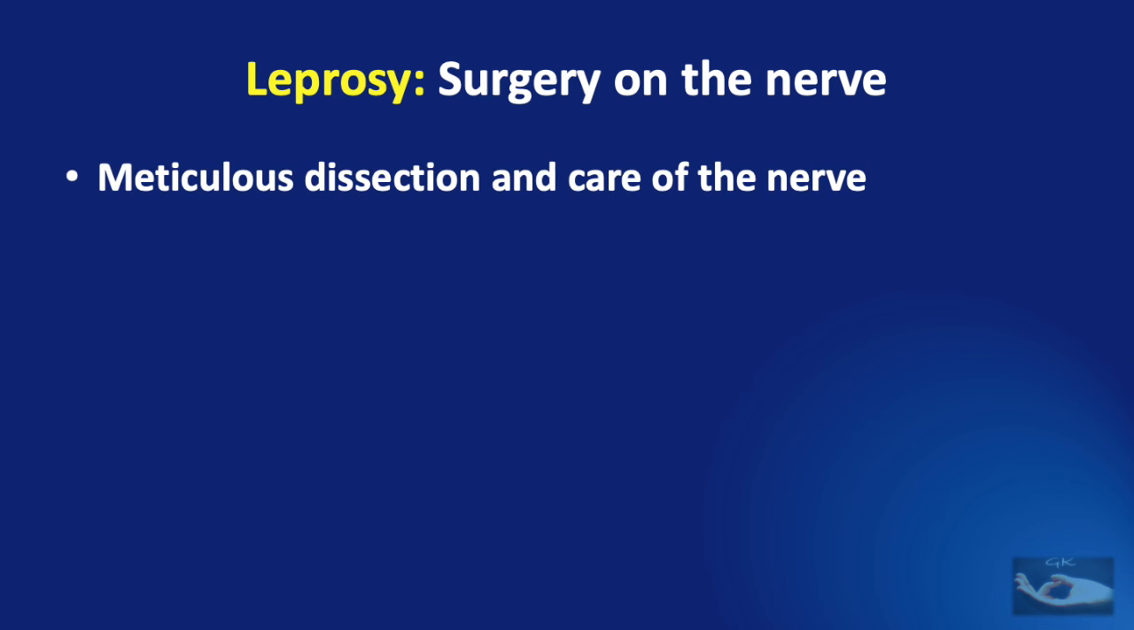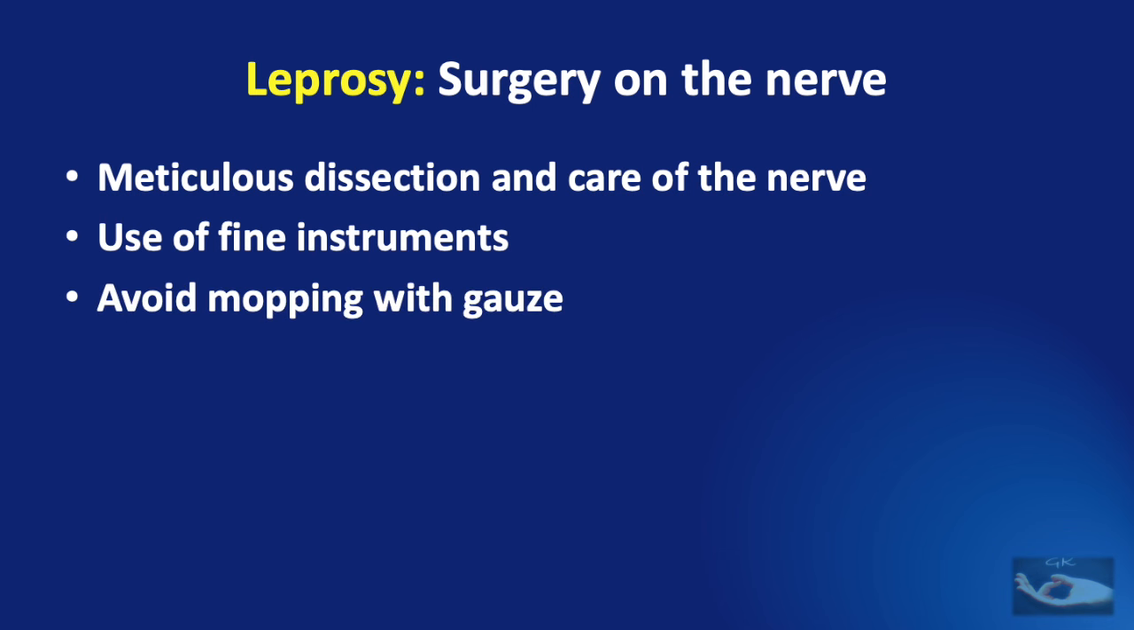Whenever any surgery is done on the nerve in a patient with leprosy, we need to follow a few basic principles. Since the nerve has already been affected, it is important to carry out meticulous dissection and take care of the nerve. Fine instruments must be used for any surgery on the nerve, and we need to avoid mopping the nerve surface with gauze pieces and instead use a saline irrigation for the same.